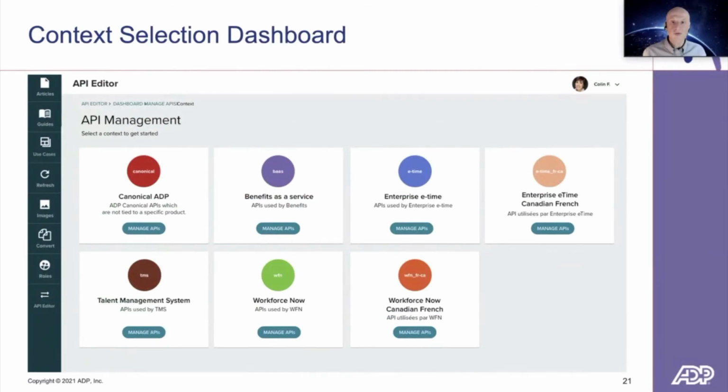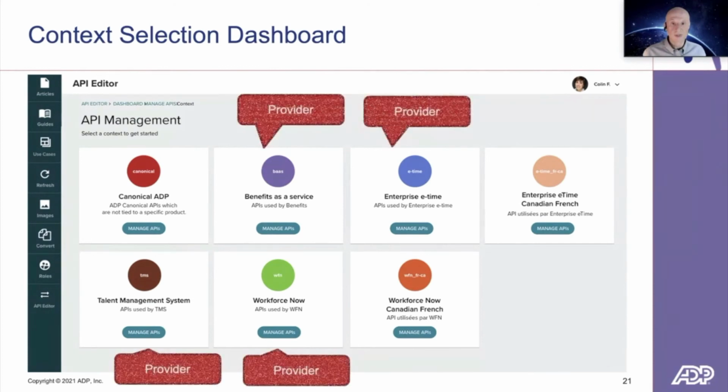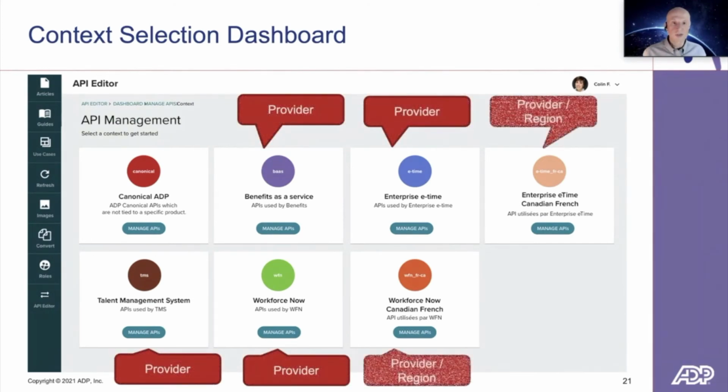Here's an example of how the dashboard showing multiple contexts could look like. The access entitlements are not really applied here, so all contexts are shown. Starting with the provider only, followed by the provider plus the region, and finally the canonical templates.